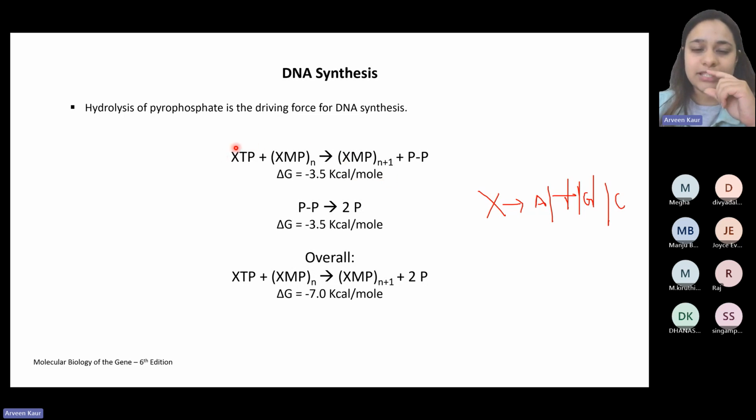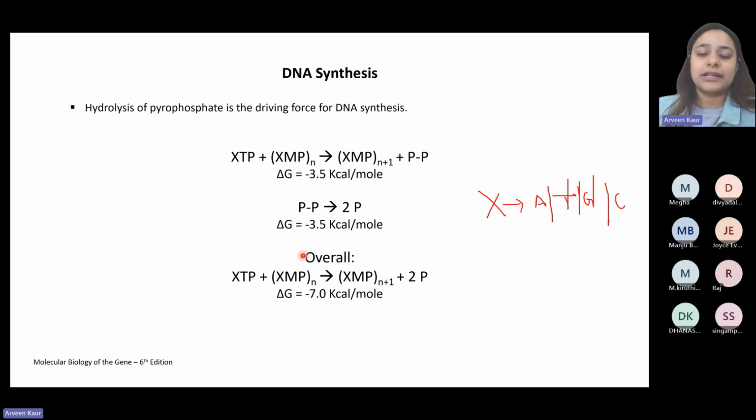But from this XTP, which had three phosphates, two phosphates will be released, right? These two phosphates are the pyrophosphate, right? Once this reaction happens, it will release free energy, which will be equivalent to 3.5 kilocalorie per mole, right? After this, these two phosphates that are joined together, pyrophosphate, by the action of pyrophosphatase, will break down into two individual phosphates. And this again will release a free energy which is equivalent to 3.5 kilocalorie per mole, right?